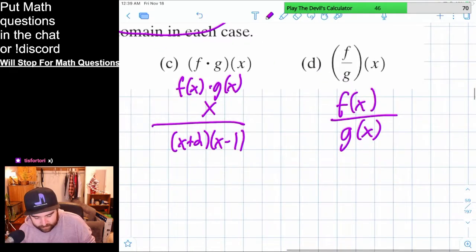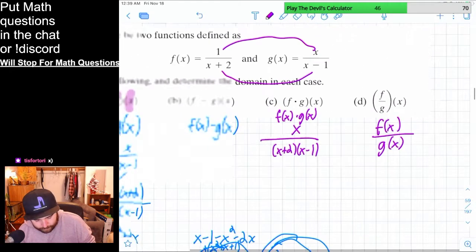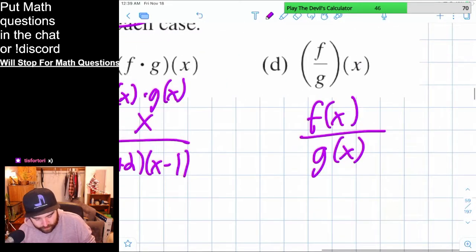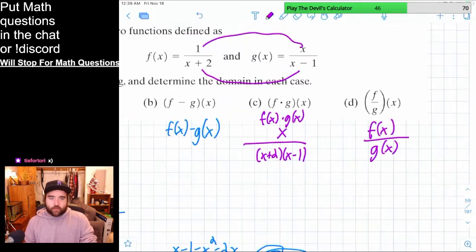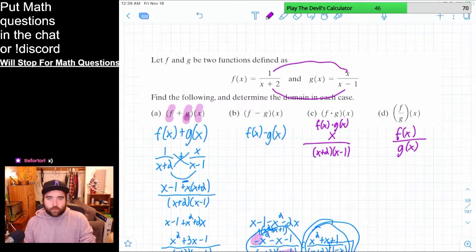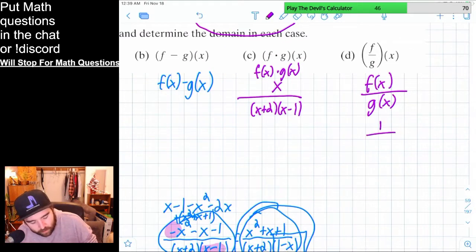We have to determine the domain as well. Okay, we can do that. We'll do that after we do this. So f of x divided by g of x. So we're dividing two functions that are fractions. So I'll write that out first, but then remember, how do you divide fractions?